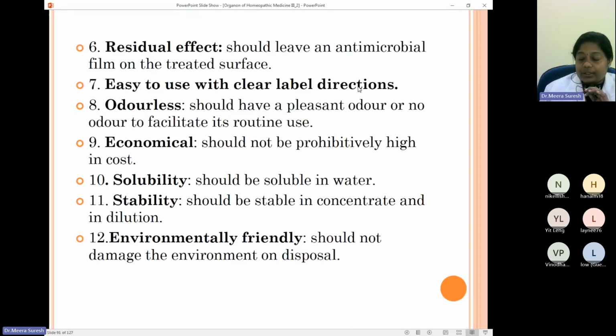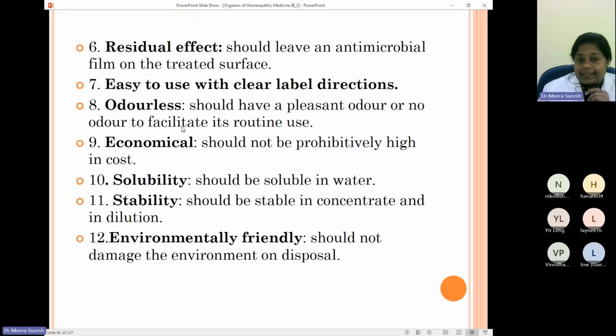I told you how important the labeling is in the case of disinfection. It should also indicate, very simply, where it can be used, where it can't be used, and what the concentration should be. They give many directions on the labeling, and we should follow those labeling details whenever we are using a disinfectant.